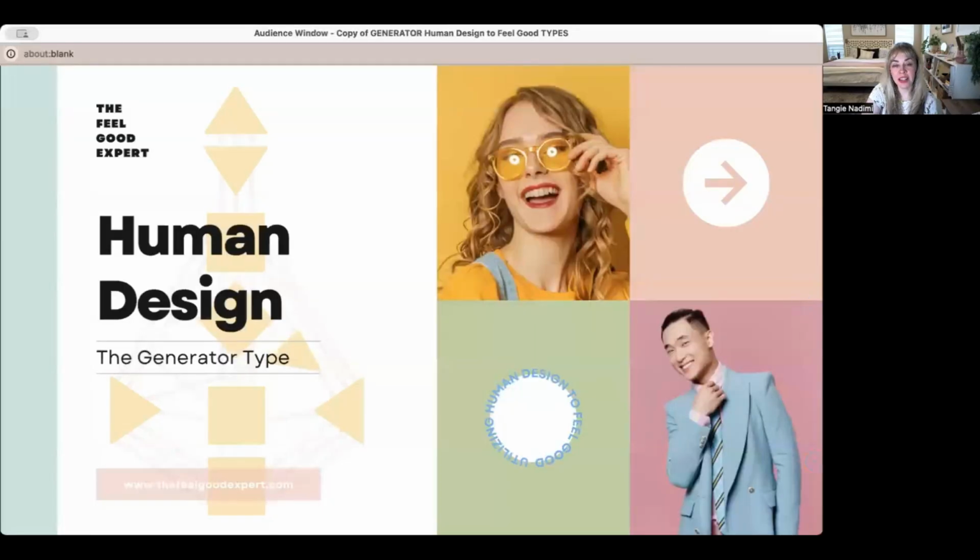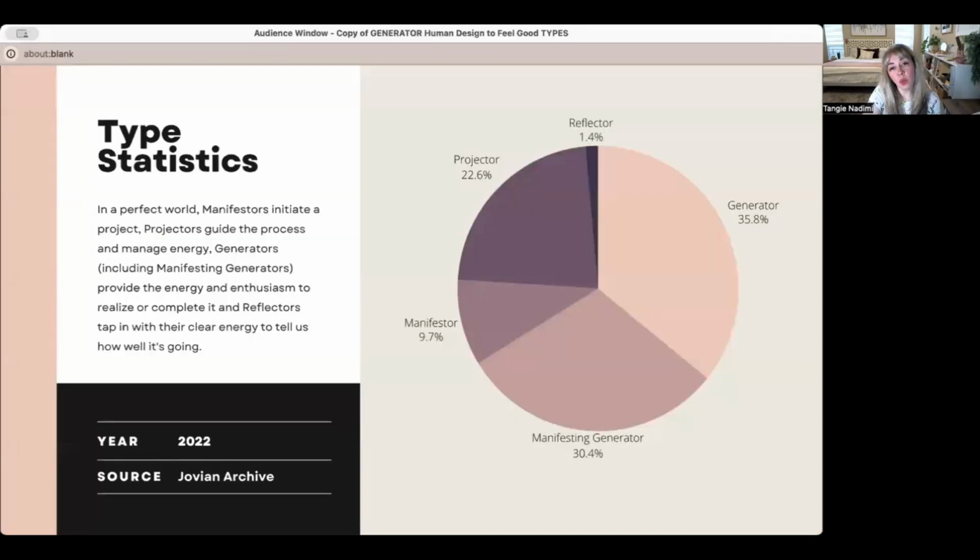Hello and welcome back. In this series of lessons, we are going to be covering the 5 types in human design, starting with the generator type. But before we dive into that, I want to give you a general overview of the 4 aura shapes and the 5 types. So when we're looking at the types statistically, you'll hear me often say that the generator aura, or anyone with a defined sacral, makes up about 70% of the population. These are statistics that are coming directly from jovianarchive.com.